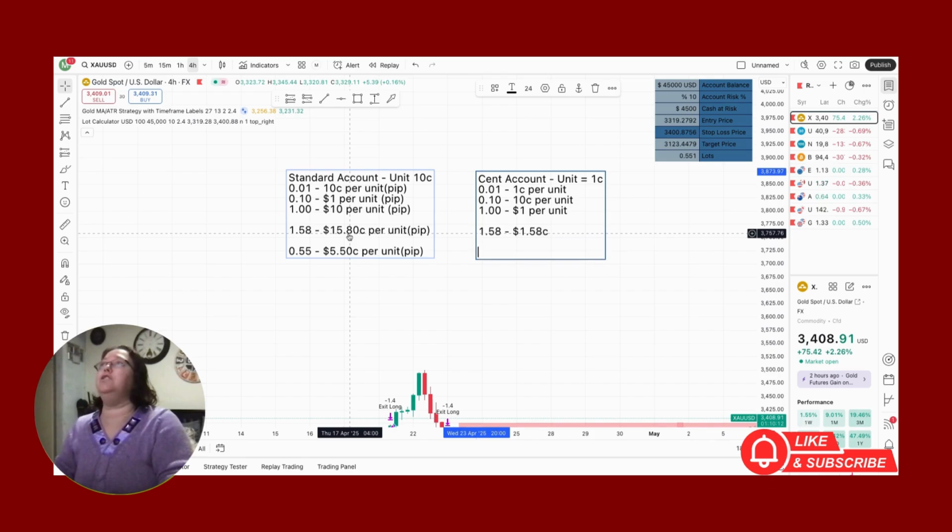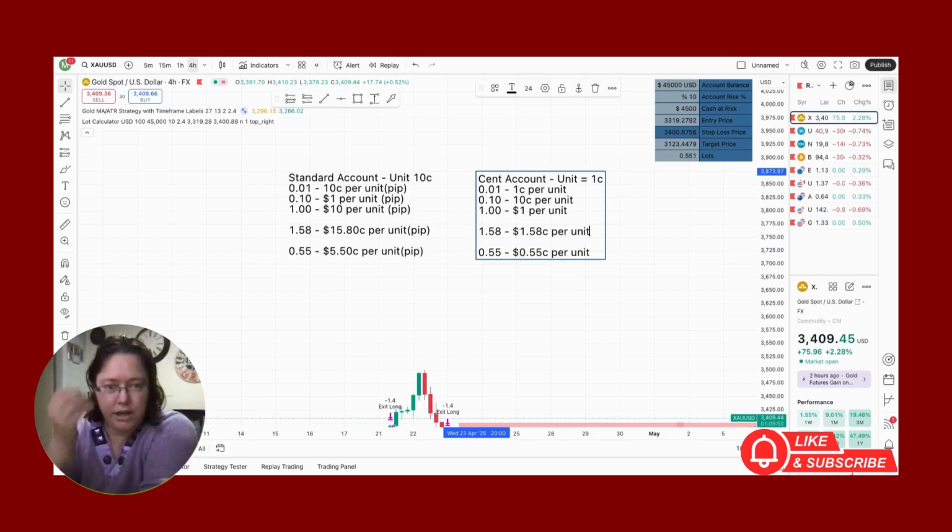And then let's look at this trade that this took now, 0.55. It means that you are risking 0.55 cents per unit. Okay, so just look at the difference in the trade that you are taking. It's a huge difference. From a psychological perspective, it has a huge impact on your trading career.